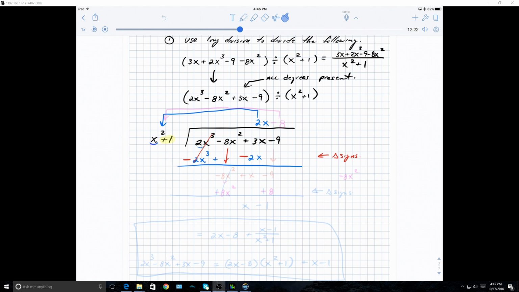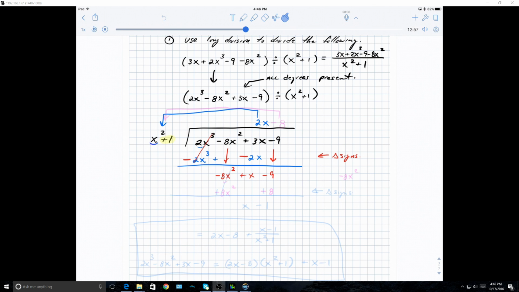We'll bring down the negative 8x squared, and because it didn't have anything, we'll just keep that where it is, and then we'll combine the other ones as a plus x. And then we'll bring down the negative 9. Okay? So the reason we weren't able to cancel out the 8x squared is fine, that's okay. So let's go on to the next one.